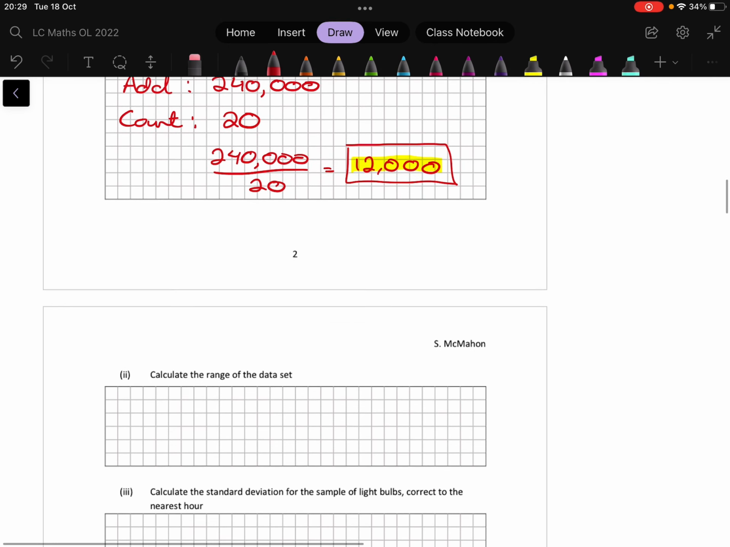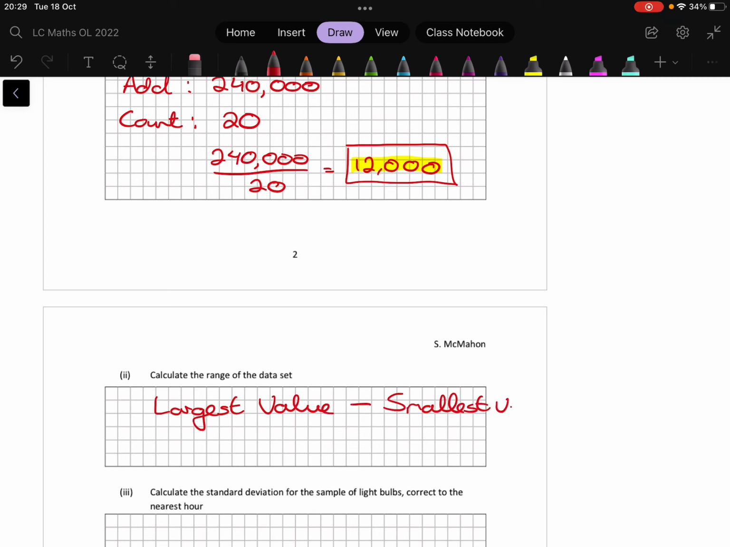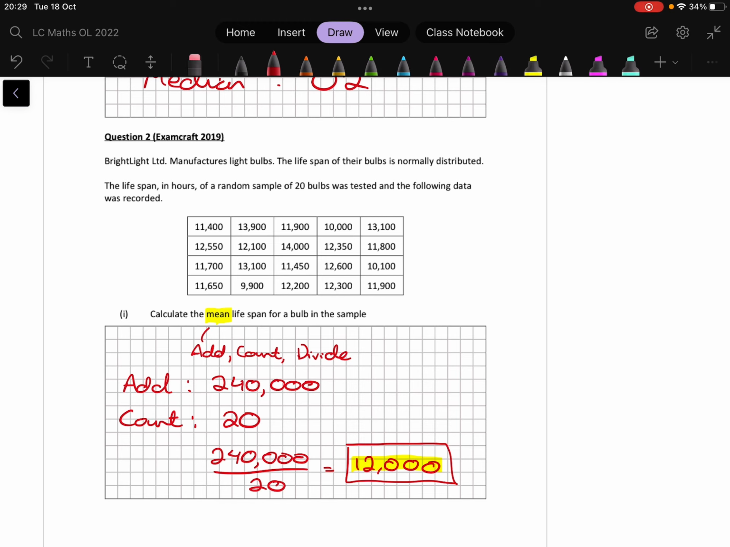Looking at part 2, we're asked to calculate the range of the dataset. So to calculate the range of the dataset, we have to take the largest value, and then we need to take away the smallest value. So it's the difference between the largest and the smallest value. So we have to look at our dataset and work out what the smallest value there is. And from looking at it, we should be able to see that the smallest value is going to be 9,900.